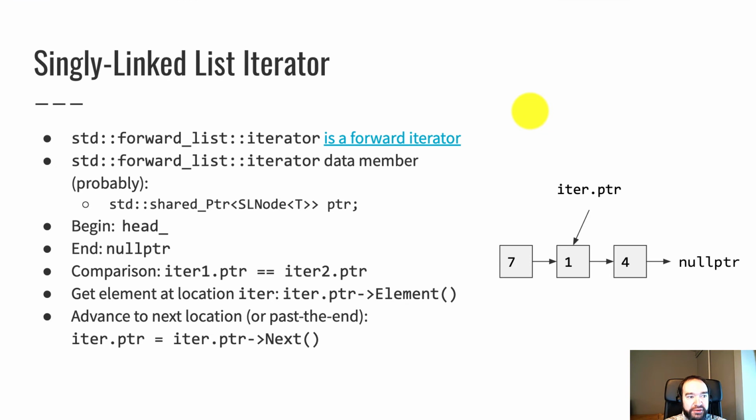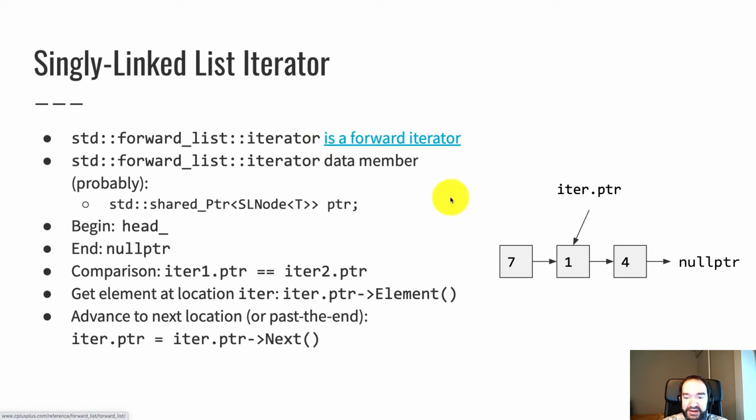Now that we've covered those abstract iterator categories, like forward iterator, bidirectional iterator, and random access iterator, I want to link those to the three data structures we've covered. So now I'm going to answer the question I asked earlier: which data structure corresponds to which kind of iterator. A singly linked list iterator, the std forward list iterator type, is a forward iterator.